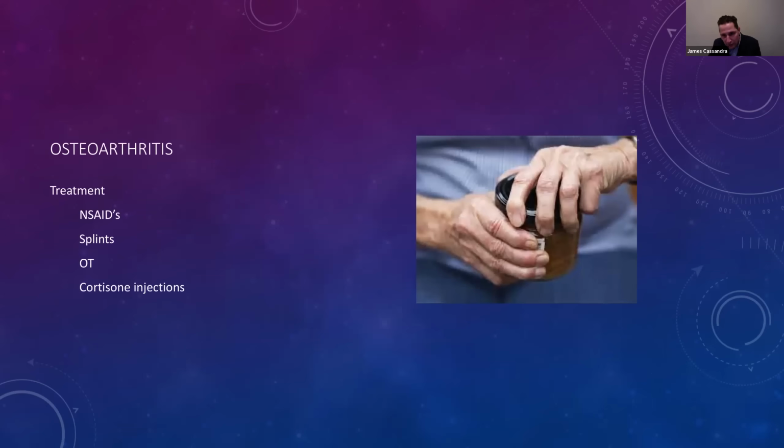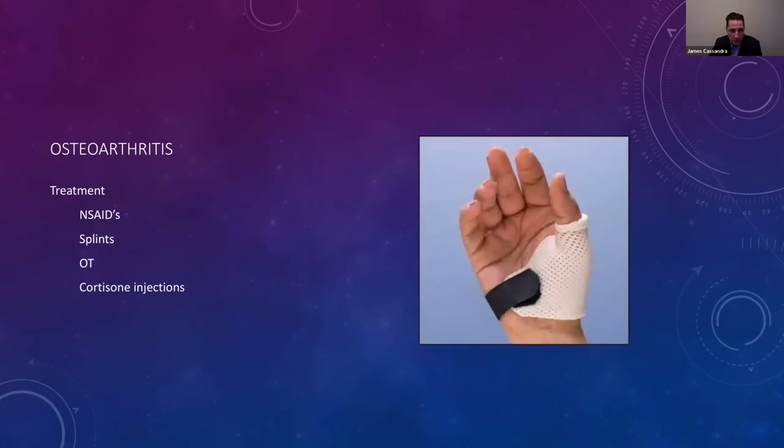Treatment: anti-inflammatories can help with the pain. Splints can modify some and decrease some of the joint reactive forces and rest these areas. OT can be helpful to show exercises and teach patients how to perform daily tasks that are less stressful on the joints, and cortisone injections are oftentimes beneficial. Here's a common brace for basal joint arthritis. It's a hand-based thumb spica splint that usually the hand therapist makes, and they can help quite a bit.